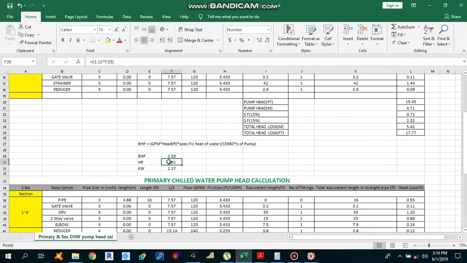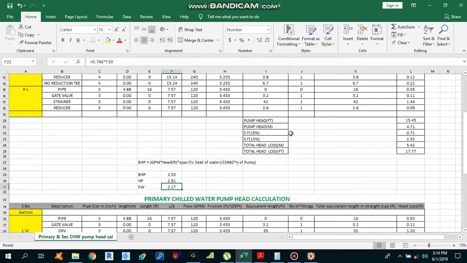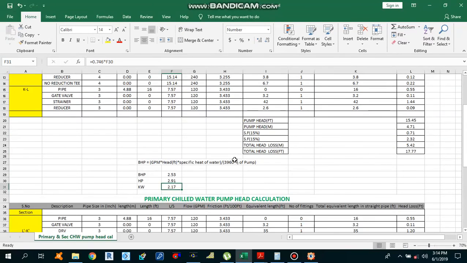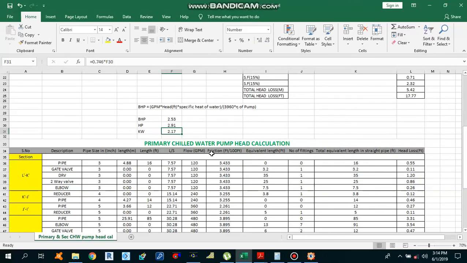And you can get the horsepower by just multiplying this with 1.15, and if you want to convert this into kilowatt, you need to multiply this horsepower with 0.746. So the pump head loss is 17.77 feet and the power is 2.17 kilowatt. So this is how you can calculate the secondary chilled water pump head. In the same way you can calculate the primary chilled water pump head.